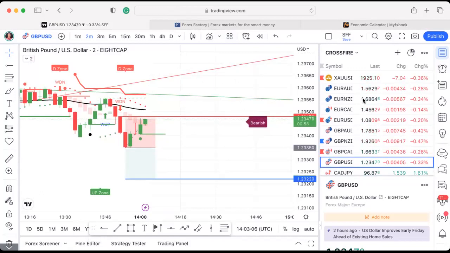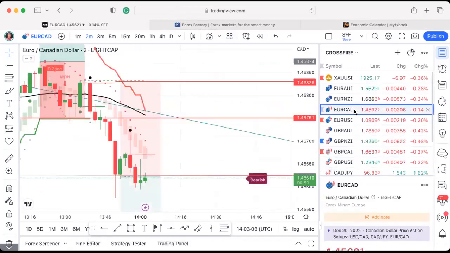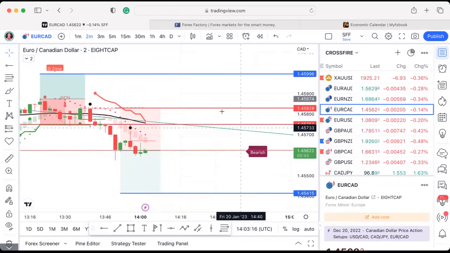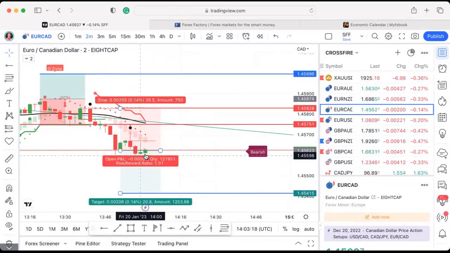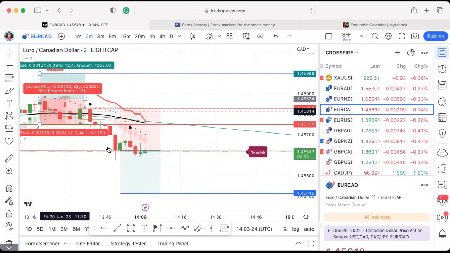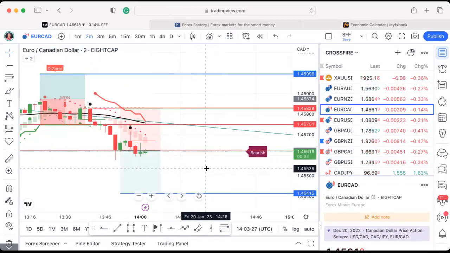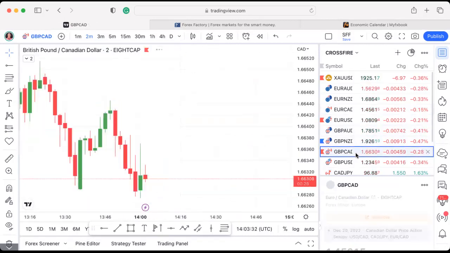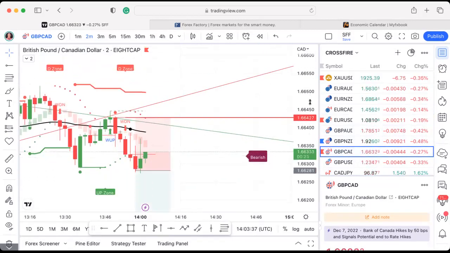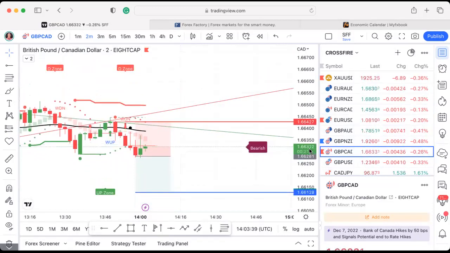Okay, so one last look. Euro CAD. So we lost out on that one. This one's still struggling. So I'm down 1%. So this is still a possibility. GBP CAD. That's still a possibility.